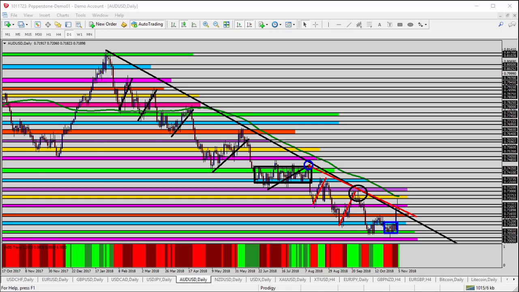Starting here on the daily time frame, of course, we're looking at a downtrend. The long-term trend line, the black trend line here, has been down for quite some time, going all the way back to the beginning of this year, back in January. We have been in a downtrend.